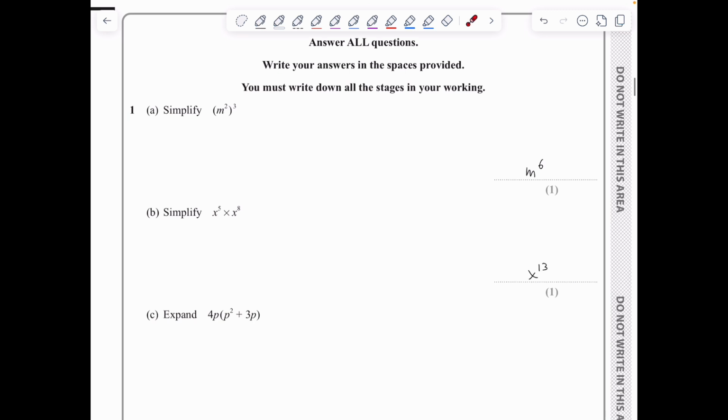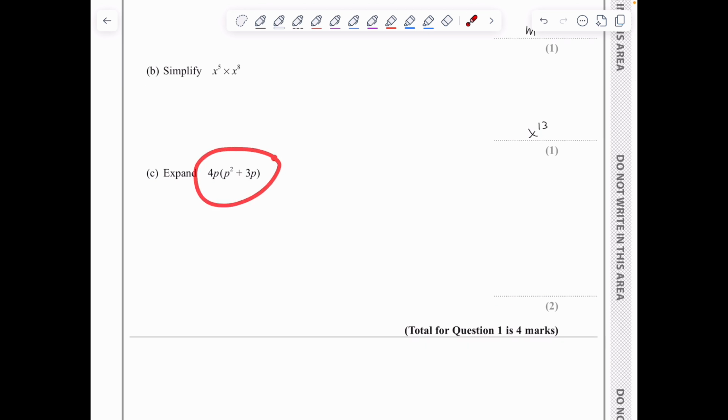In part C, we need to expand 4p times p squared plus 3p. So 4p times p squared will give me 4p to the power of 3, and 4p times 3p will give me 12p squared, so plus 12p squared.